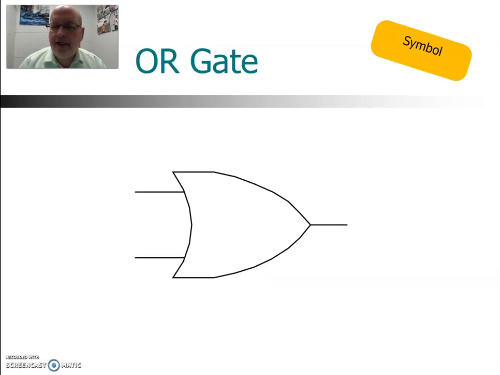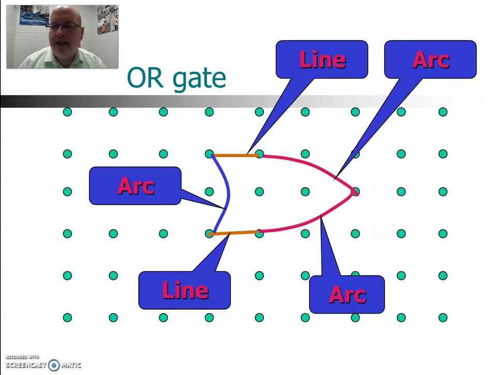The OR gate is symbolized by this symbol, and you can see it is different from the AND gate because on the input side, instead of having a straight line, now we have an arc, and on the output side we have 2 arcs that meet at a point. Remember before, on the AND gate we had a straight line on the input and the output was a half circle. This time for the OR gate the input is an arc and the output comes to a point where the 2 arcs meet.